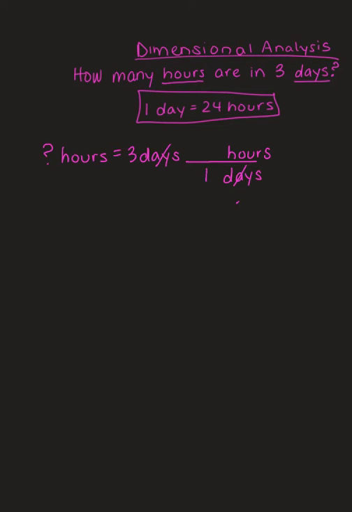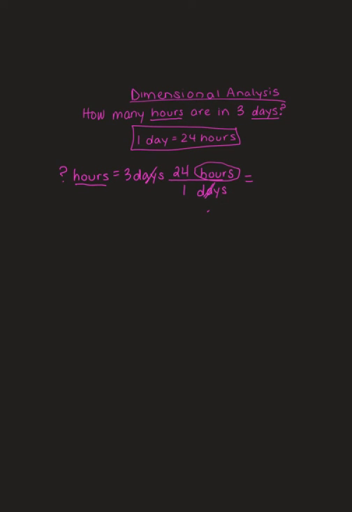So I know in every one day, there are 24 hours. Okay, so my days have canceled out, and I need hours. Here are the hours. I'm ready to calculate. Everything on the top gets multiplied, and everything in the denominator on the bottom gets divided. So we can say 3 times 24, and that will give us an answer of 72 hours.